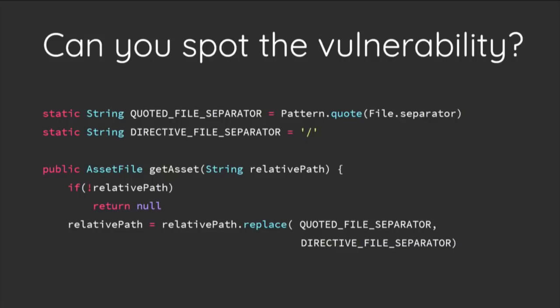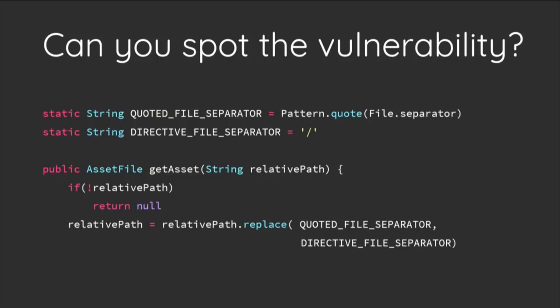This code was copied from Grails. Grails is a powerful Groovy-based web application framework. If you want to use Groovy as your backend language, you must have heard about Grails. This is the part of static file handling. The argument relative path is attacker controllable.